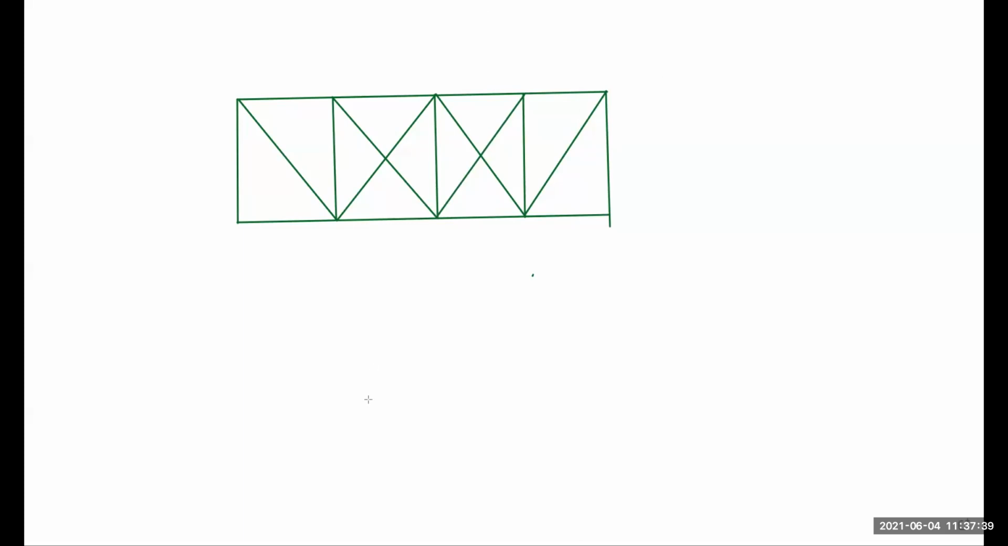Now I have some support reactions. Here, our support is a hinge, as in the previous one. Also here our support is a roller. Okay.